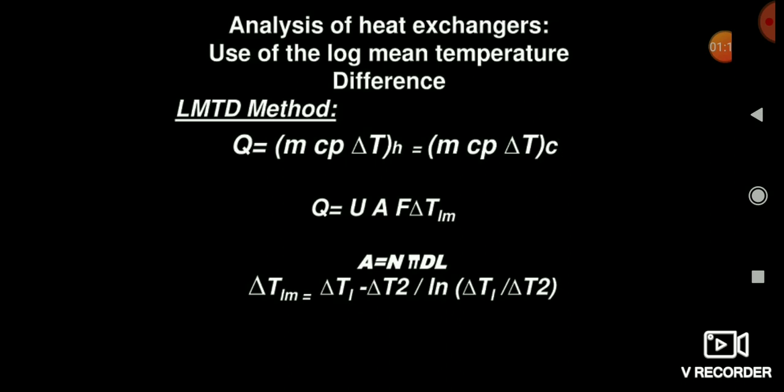And friends, similarly it is equal to the mass of cold fluid into the specific heat of cold fluid into the temperature difference of cold fluid. Friends, here you see that delta T is the temperature difference of cold fluid, and in the first case it is the temperature difference of hot fluid. Suppose a cold fluid enters at temperature T3 and its final temperature is T4. Then in the case of cold fluid you will write T4 minus T3.